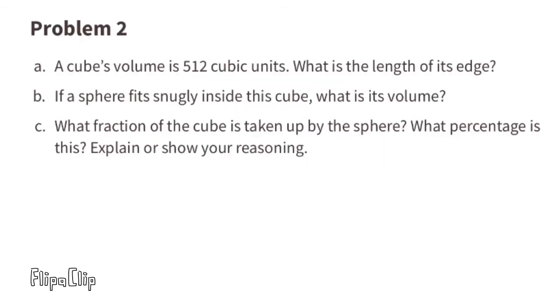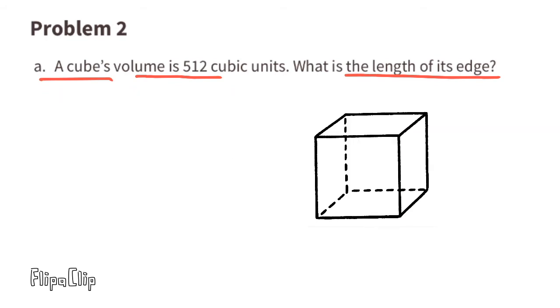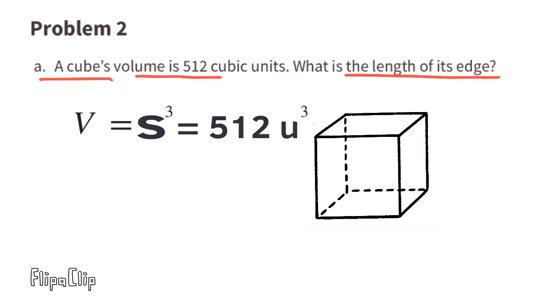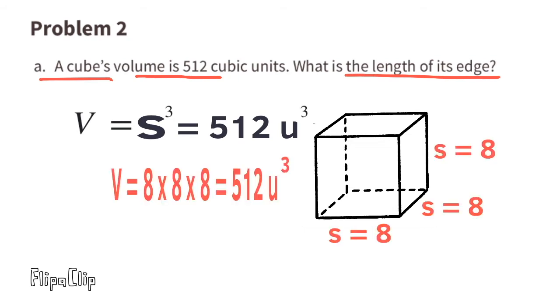Problem number 2. A. A cube's volume is 512 cubic units. What is the length of its edge? To find the volume of a cube, you have to multiply the side length by itself 3 times. So what number times itself 3 times equals 512? 8 times 8 times 8 equals 512. So the side length is 8 units.